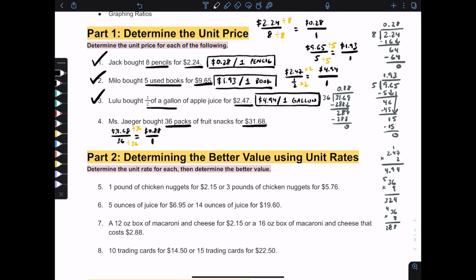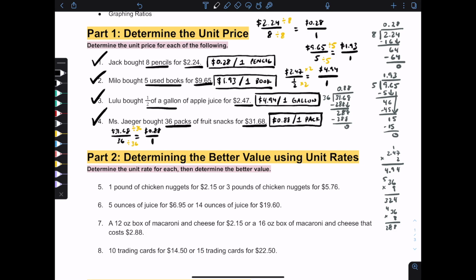That makes sense because if it costs $36 for 36 packs, then they're all $1, but it costs less than $36, so it should be cheaper, right? So it's going to be 88 cents for 1 pack. Oops, 88 cents per 1 pack. I'll just put that right here. And that is the answer for number 4. And there you go. Part 1 is now done.